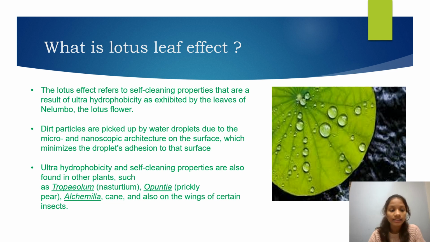Okay, and the dirt particles are picked up by water droplets due to the micro and nanoscopic architecture on the surface, which minimizes the droplets' adhesion to that surface. Ultra-hydrophobicity and self-cleaning properties are also found in many other plants such as Tropaeolum, Opuntia, Alchemilla, cane, and also on the wings of certain insects.